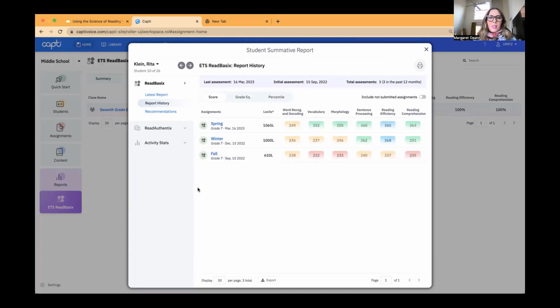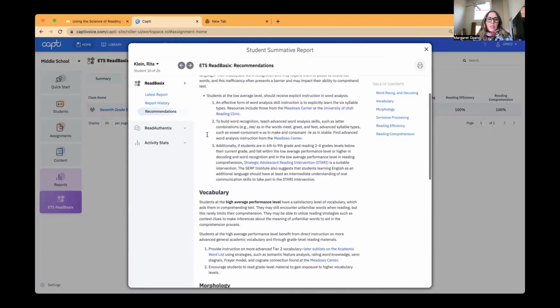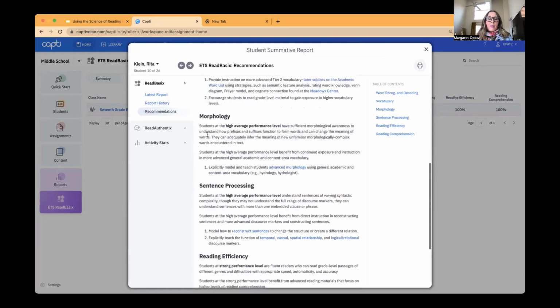So it's really important for us to focus on vocabulary and morphology because of the impact that it has on other sub-skills as well, and reading comprehension. So there's also the final part of the report, which gives recommendations. There are recommendations for each of the foundational reading skills that are measured by Read Basics.